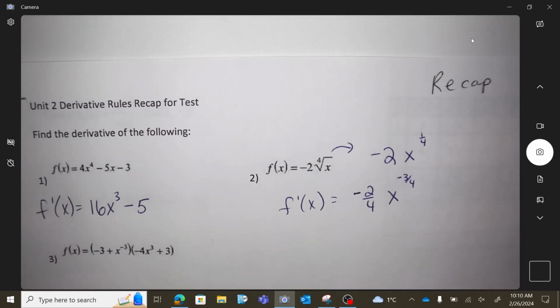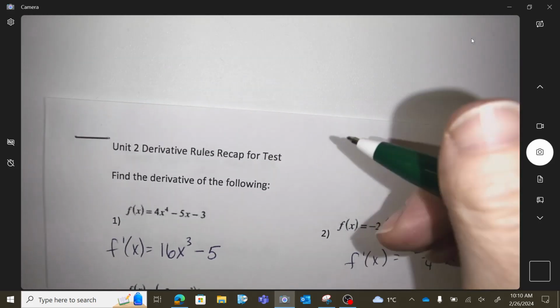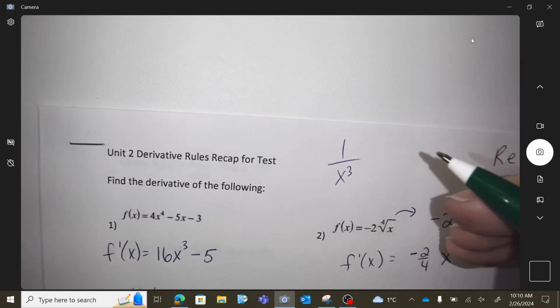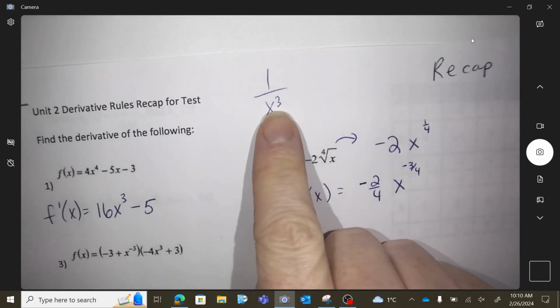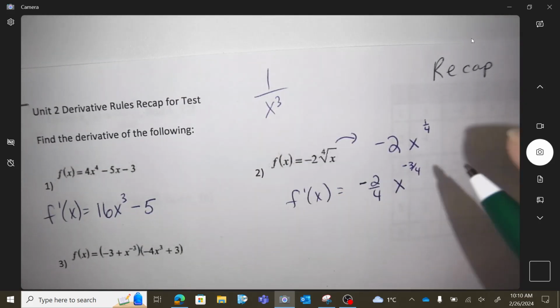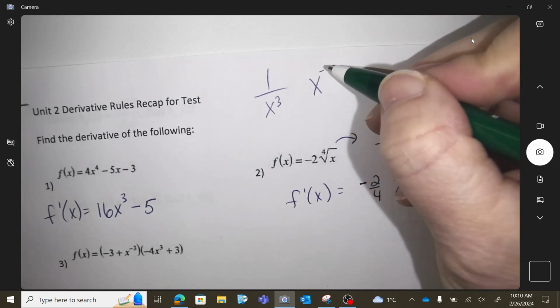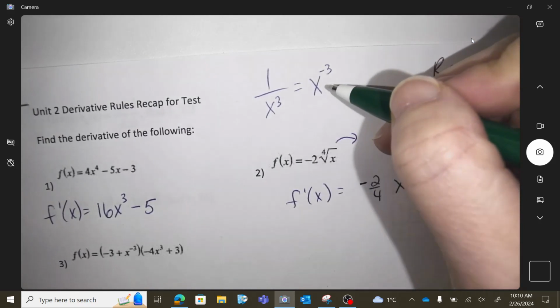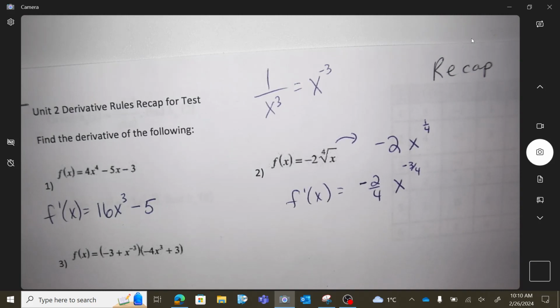Okay, and don't forget, I guess I don't have an example of this, but if you see this, make sure you rewrite it with a what before you tackle it? Rewrite it and then tackle it, okay? So just a little side note.